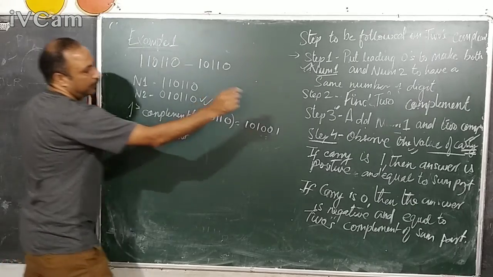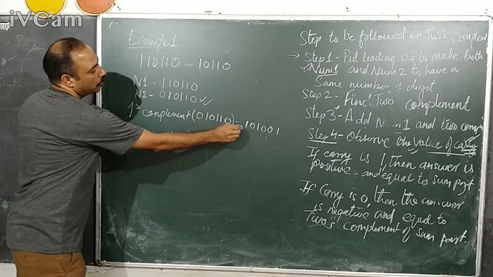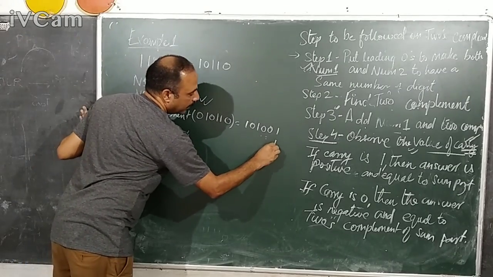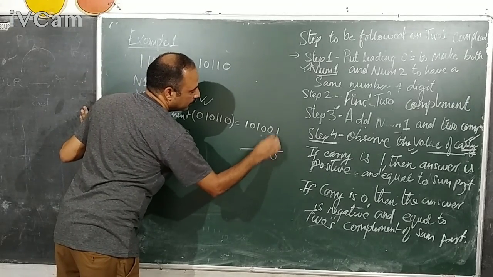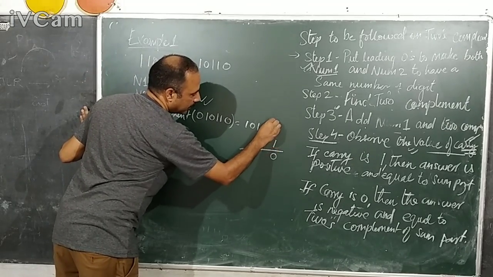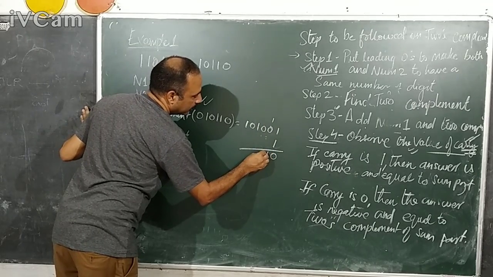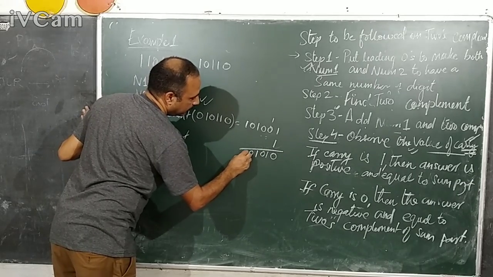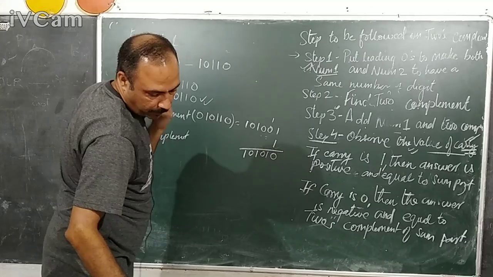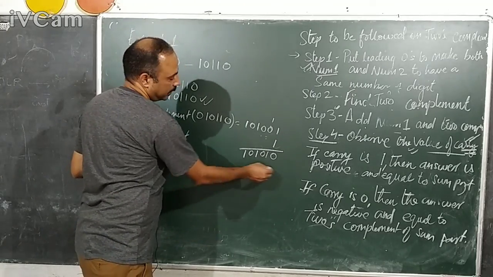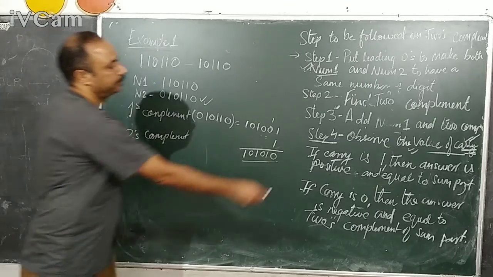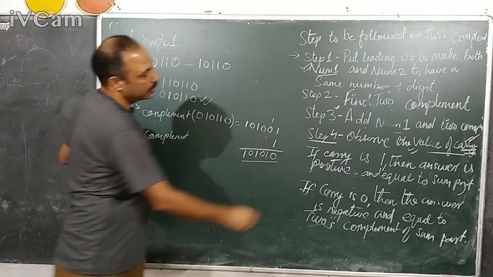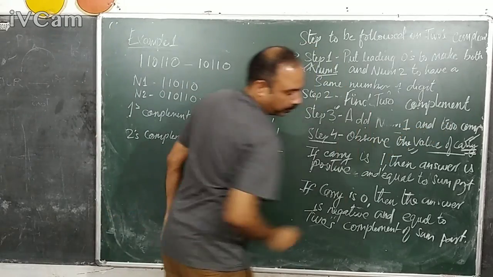We just have to add 1. To make this the 2's complement, we add 1 to the 1's complement. So 1 plus 1 is 10, then 0, then 1, then 0, then 1. That is 101010. Okay, so this is the 2's complement. Now I have to add the first number with the 2's complement number.